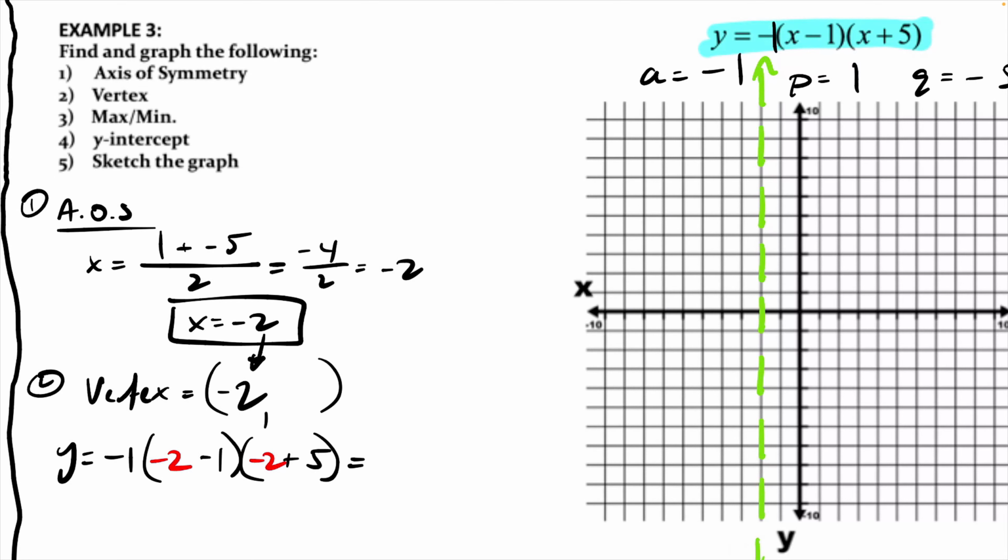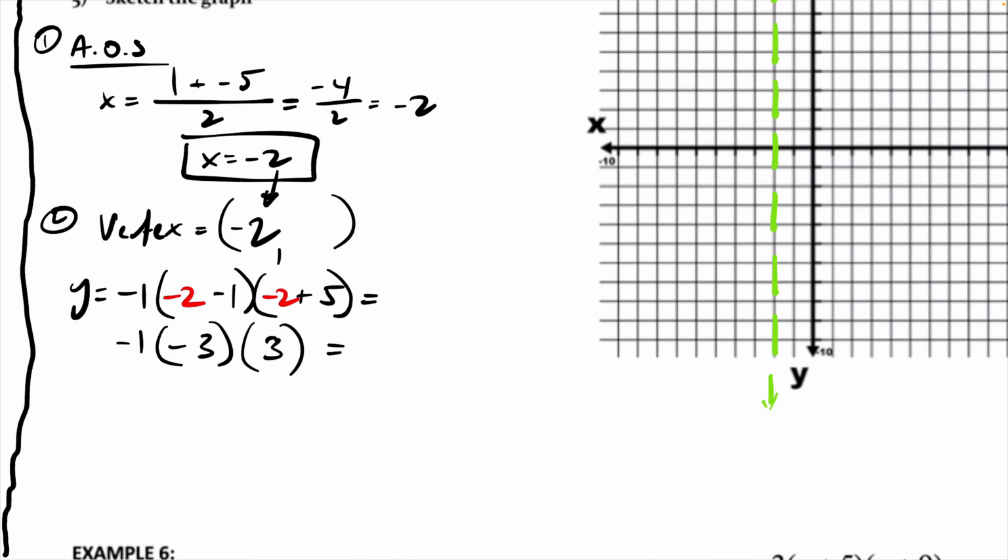Calculator, mental math, whatever you want to do. So you get -2 minus 1, which is -3. You get -2 plus 5, which is +3. And then your -1, which you started with. Multiply. Negative times a negative makes a positive, times a positive makes a positive. -1 times -3 times 3 is +9.